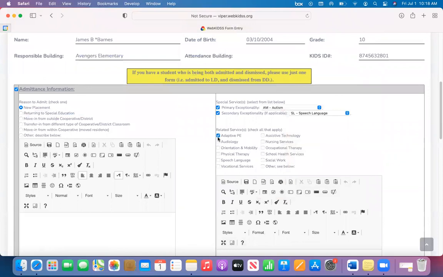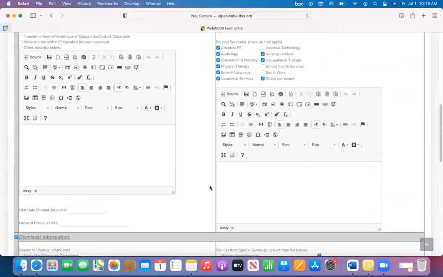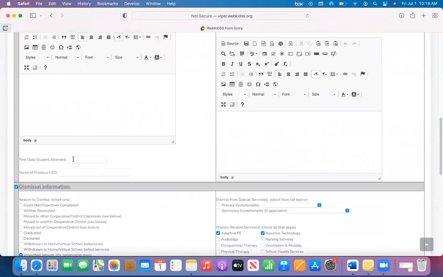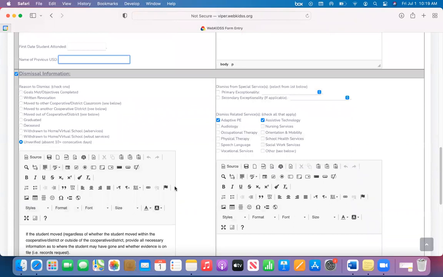And then if you're dismissing from a related service, you can list that here. And of course, if we don't have the most common one, you can always type it in below. Or if you want to have your providers explain, they can put this in the box here. So this is the attendance date for someone who moves in, the date first of attendance, and what their previous United School District was. And then for dismissal, same thing.